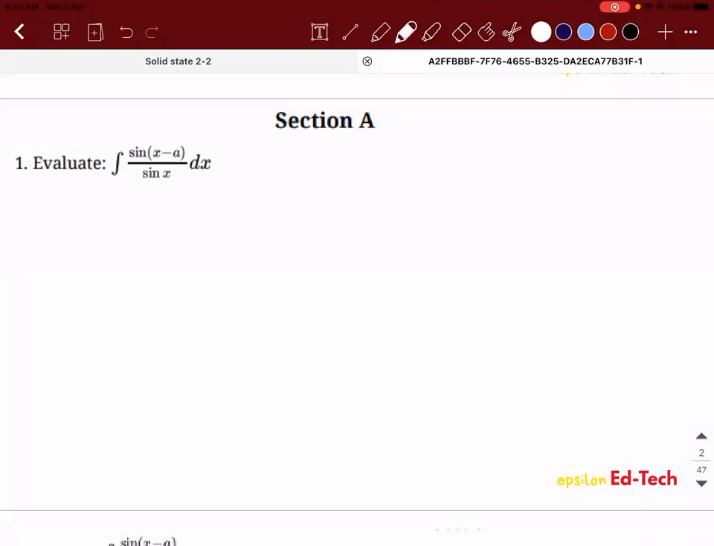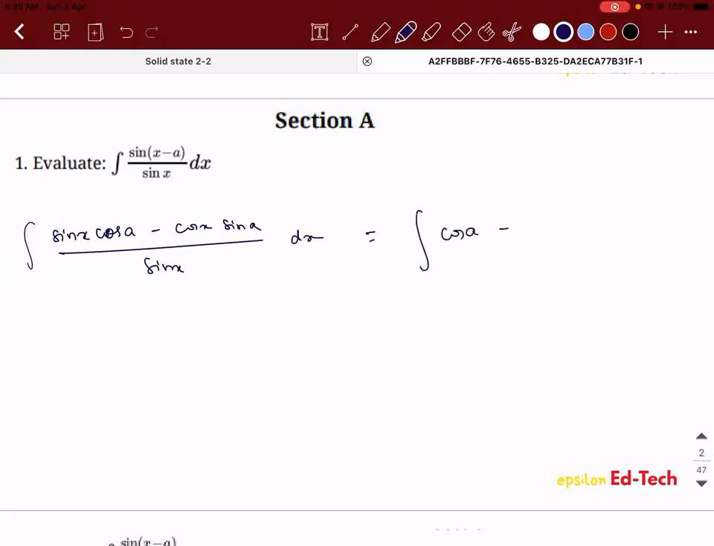Okay. So the first question is integral of sine of x minus a divided by sine x. So this can be written as integral of sine x cos a minus cos x sine a, the whole divided by sine x dx. Right. So if you split by sine x and write for each term, you will get cos a integral of dx minus integral of sine a cot x dx.